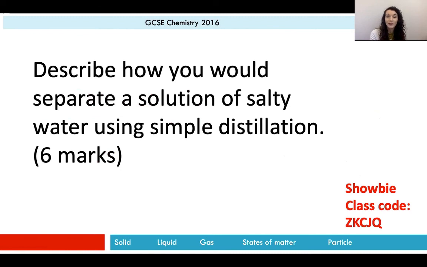What I would like you to do now is have a go at this 6-mark question. So this is our last task. The question is, describe how you would separate a solution of salty water using simple distillation. Try and do this without using the notes. If you need to just have a quick look to remind yourself, then that's fine, you can do that.